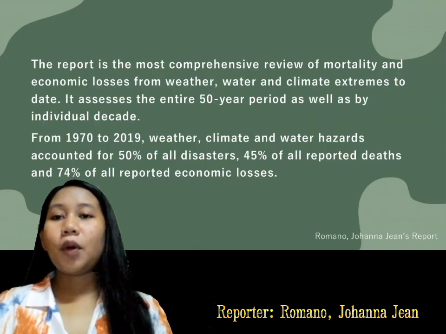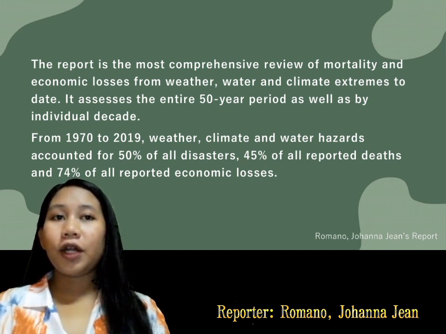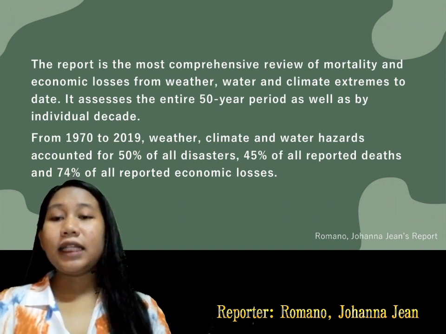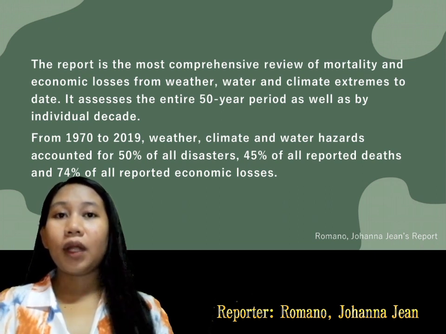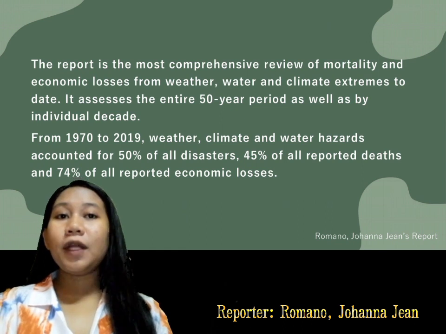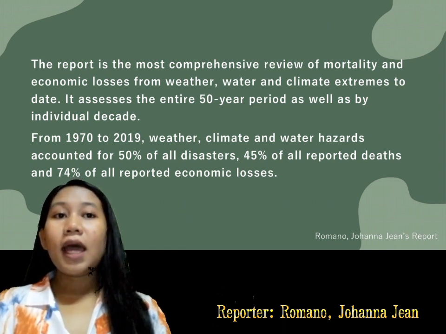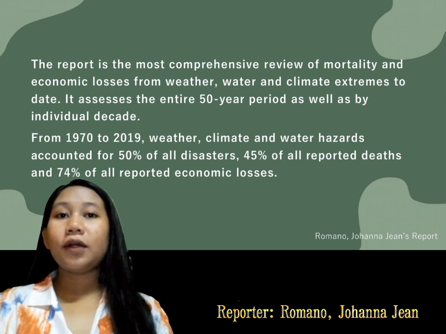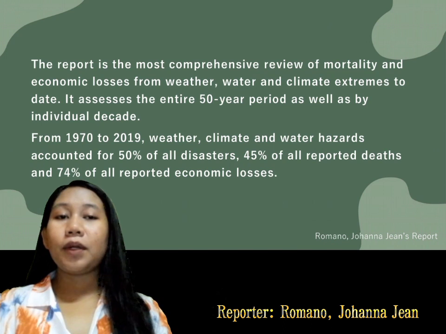The report is the most comprehensive review of mortality and economic losses from weather, water, and climate extremes to date. It assesses the entire 50-year period as well as the individual decades. From 1970 to 2019, weather, climate, and water hazards accounted for 50% of all disasters, 45% of all recorded deaths, and 74% of all reported economic losses.